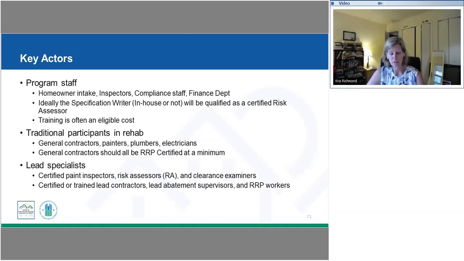So the program staff really is going to have to help the general contractors understand the requirements that apply to their work. So this has to make sure that they're using lead and EPA language in their contracts and the work specifications, as well as in the communication with them. The program staff is going to have to locate the lead specialists, and then on the upcoming slides, we're going to highlight the different lead specialists and how to find them.